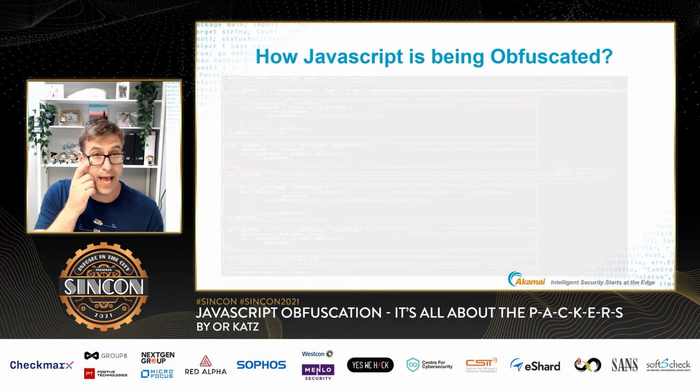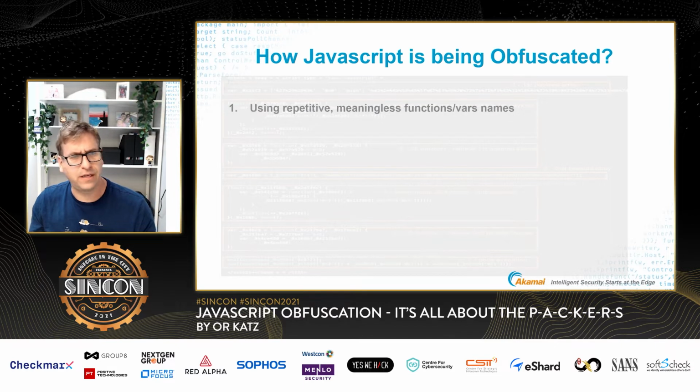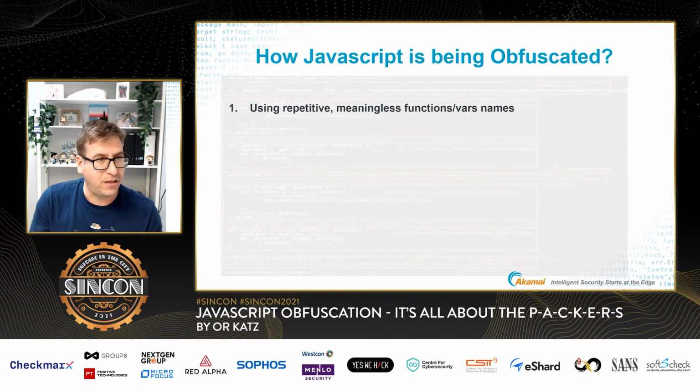Let's talk about the how, right? How JavaScript is being obfuscated. There are three major bullets in that context. First of all, you create code that is repetitive and meaningless, and do that for function and variable names inside of that code. Trying to look into that code and understand it becomes much harder. It's not readable in that sense.